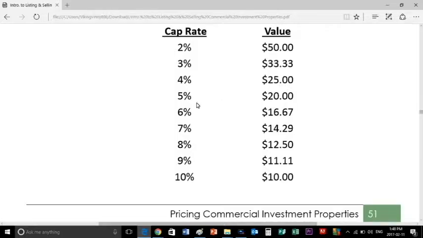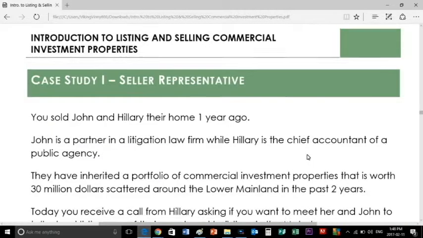$33.33. 4% is $25. 5%, $20. 6%, $16.67. 7% is $14.29. 8% is $12.50. 9% is $11.11, and 10% is $10.